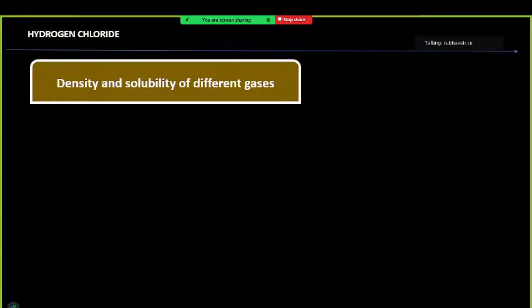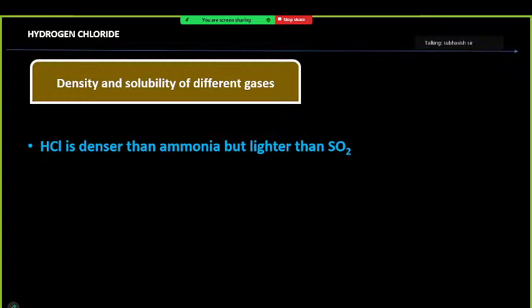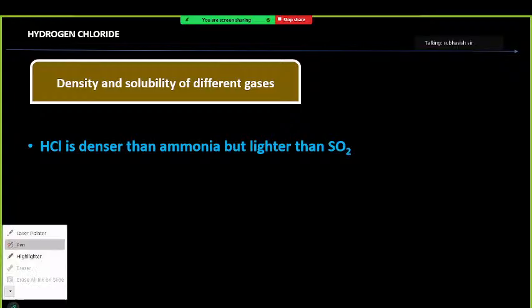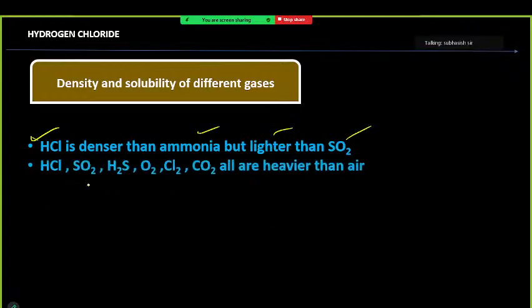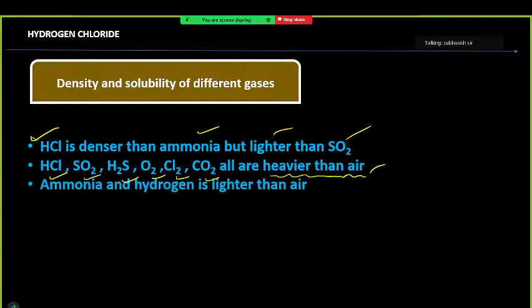If you want to compare the density and solubility of different gases, hydrogen chloride, HCl, is denser than ammonia but lighter than sulfur dioxide. HCl, SO2, H2S, O2, Cl2, CO2 are all heavier than air. So in all those cases, if displacement of air is used, upward displacement of air should be used.